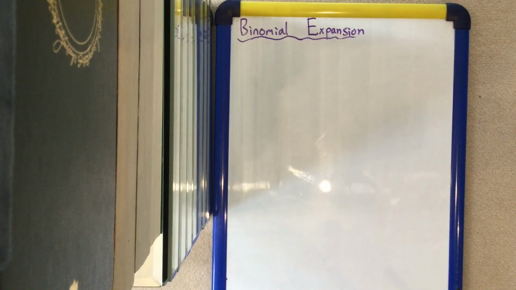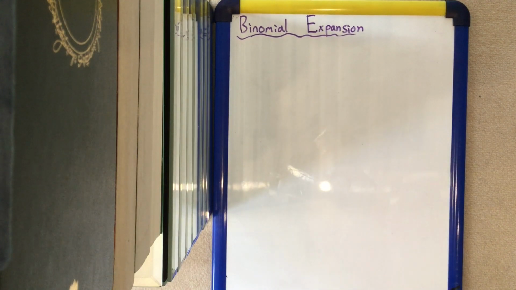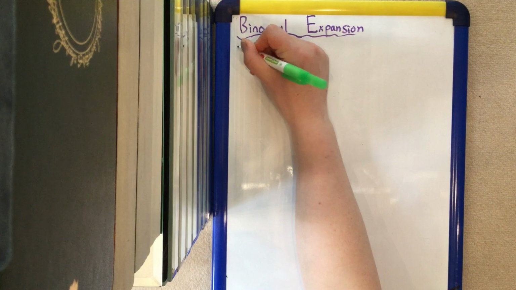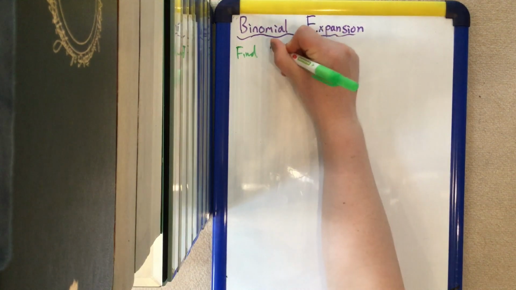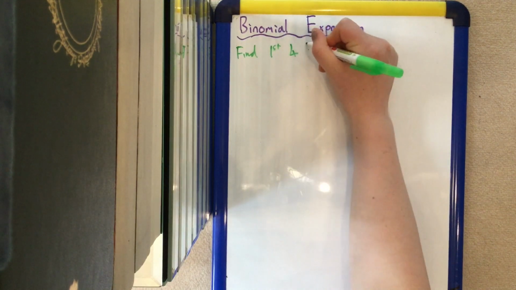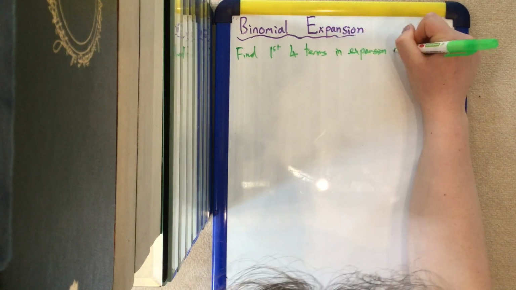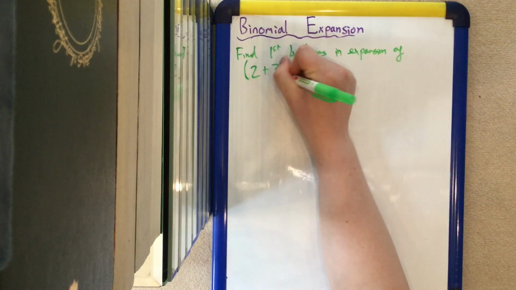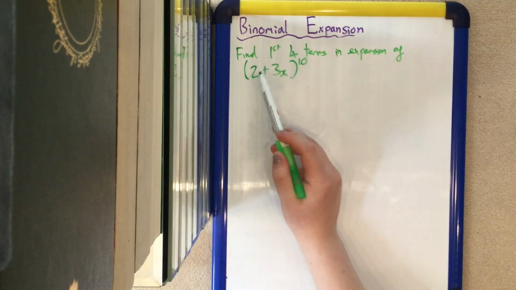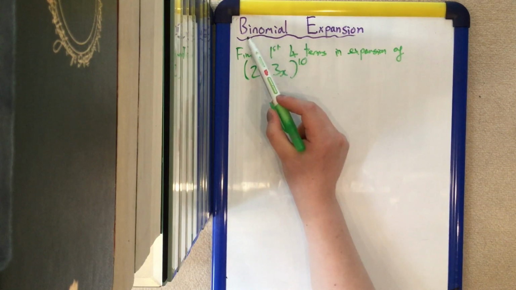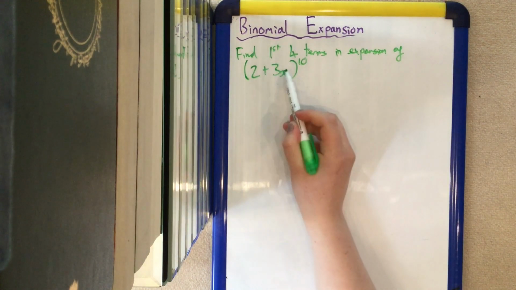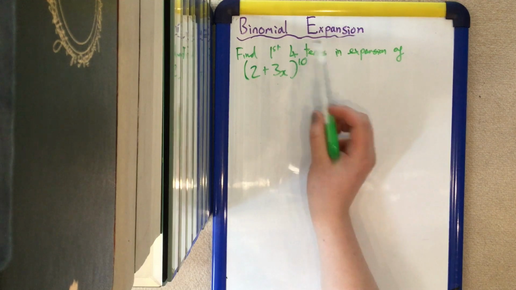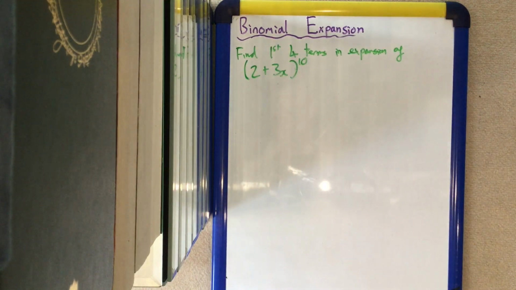So if that's confused you all a bit, please don't worry. I'm going to do a worked example with you that should clear up a few things. The question is to find the first 4 terms in the expansion of (2 + 3x)^10. Now there's two numbers in this bracket, so it's binomial, and it's an x plus a y to a power, so I can use the Pascal's triangle binomial expansion.